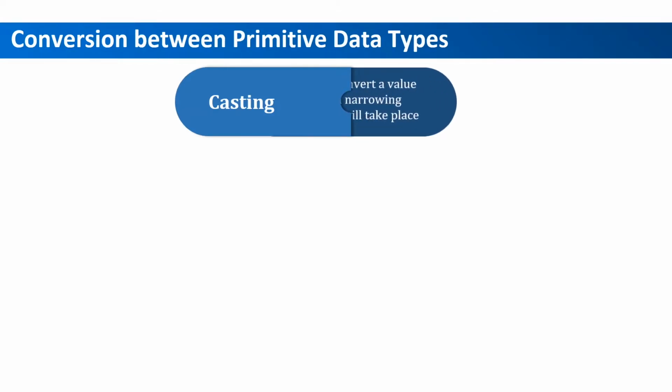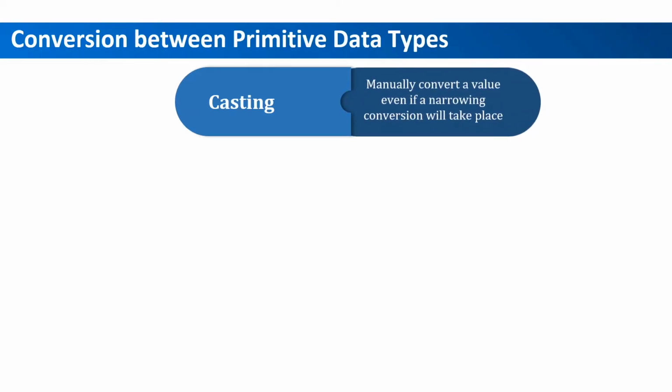Casting is the process of manually converting a value from one data type to another, even if this means narrowing conversion will happen. So, widening is done automatically by Java, which we refer to as the widening conversion. What about narrowing conversion? In this case, you have to do that manually. You have to tell Java, I know what I'm doing, and I would like you to override the rules and store a large data type value in a smaller data type variable.